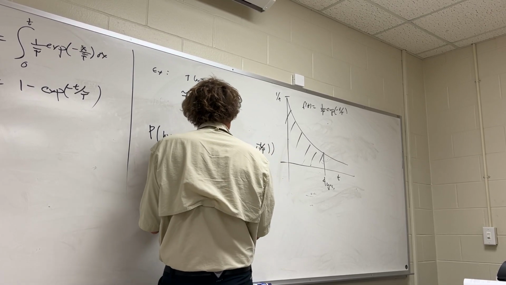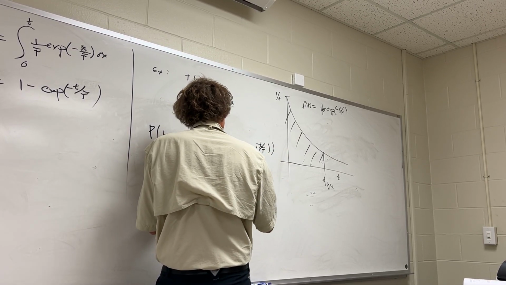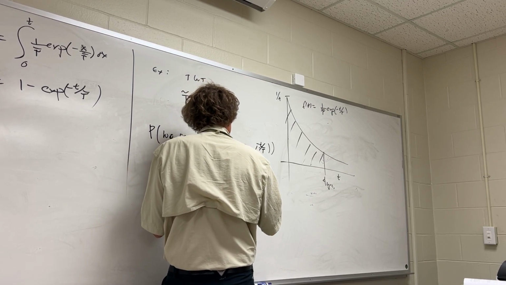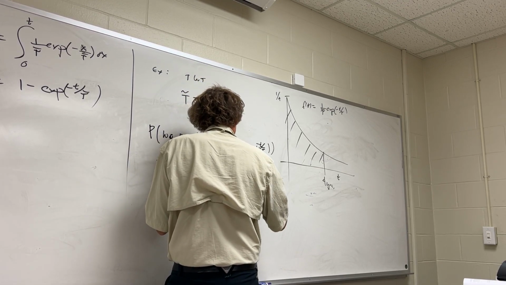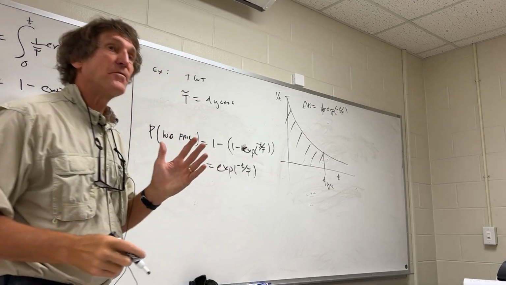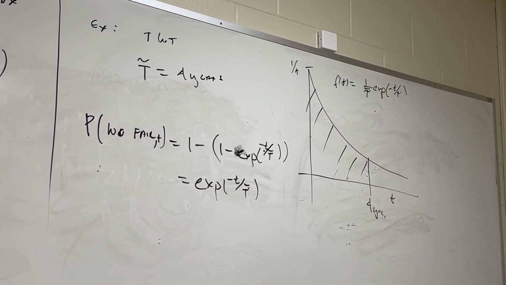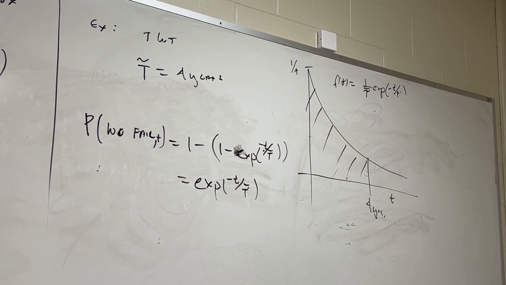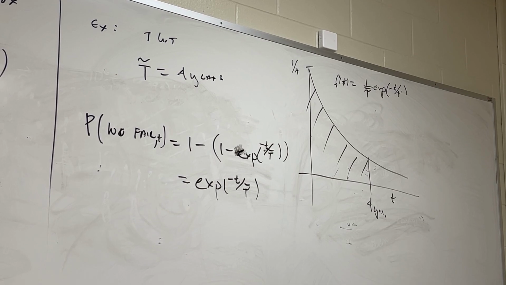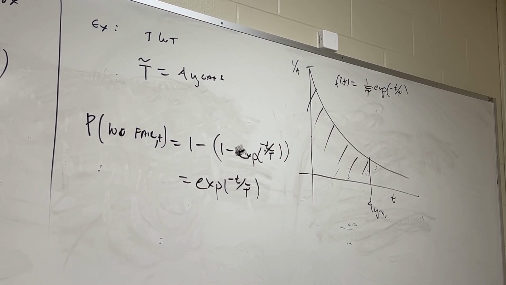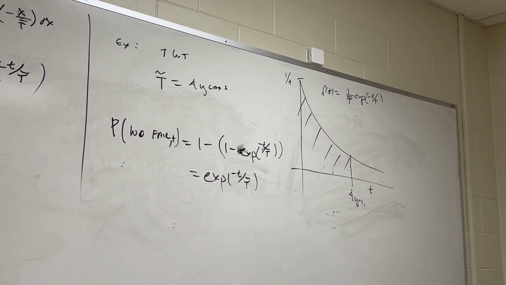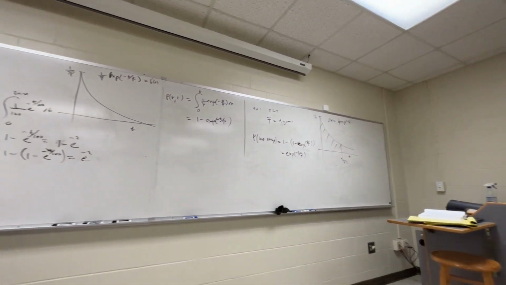This will always be the case. The one takeaway from this is exp of minus t over tau. That's the probability of no failure up to a point t. The only thing it is, is the exponent: exp to the minus t over the mean. Now, if you think about that, that's the probability of no failure. What happens as t goes to infinity? It goes to 0. There's no chance it doesn't fail.